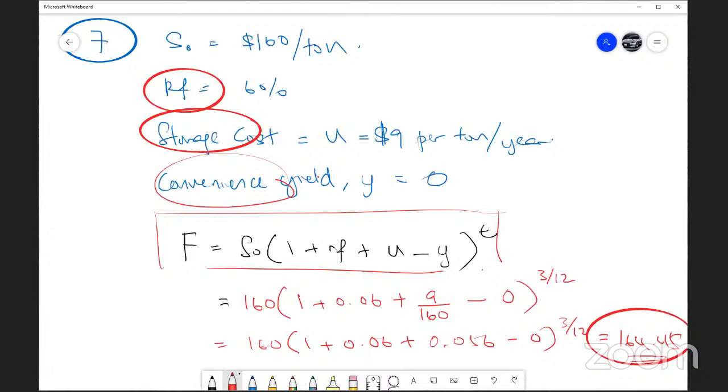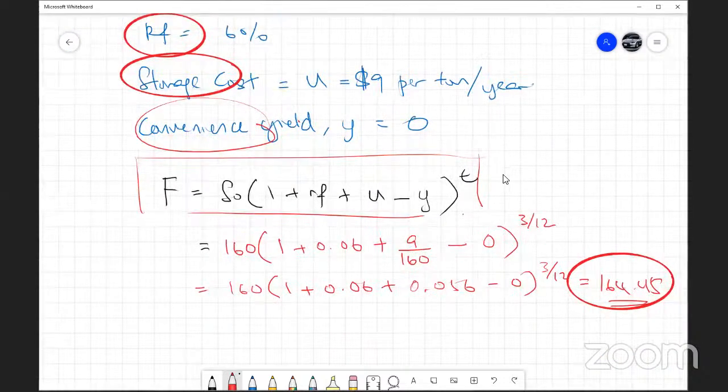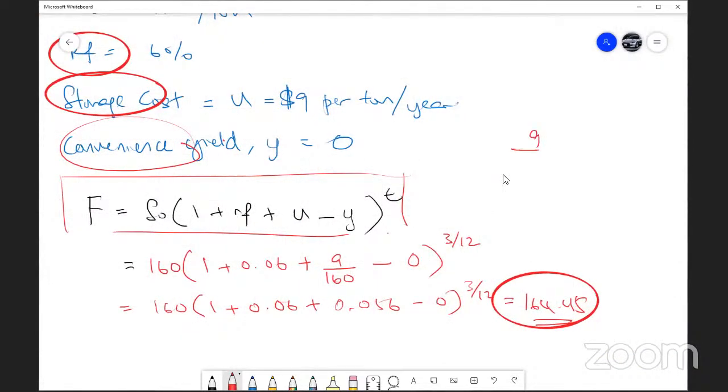So sometimes students are confused. Sir, why is the storage cost 9 out of 160? Okay, 160 is the spot price. The cost of paying the storage is 9. So when you see 9 divided by 160, how many percent is it? The percent is actually 5.6%. So when you change into fraction it is 0.056. Okay? Easy, right?